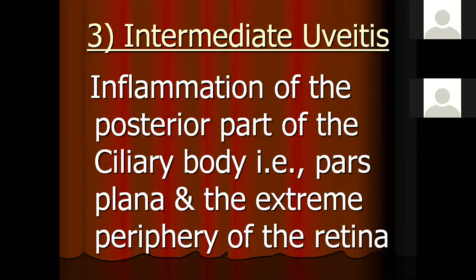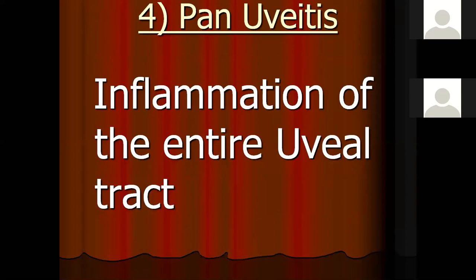This is intermediate uveitis. And the fourth is pan uveitis. Pan uveitis means inflammation of the entire uveal tract from the iris to the ciliary body and the choroid. All three layers of the uveal tract are inflamed and affected, and the condition is called pan uveitis.